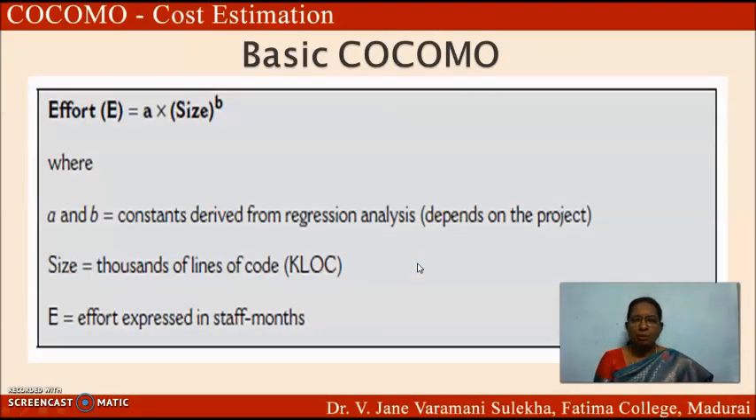Now let's see about basic COCOMO. Effort E is equal to A into size to the power of B. Here size means thousands of lines of code, that is KLOC. We are going to calculate E, that is effort, equal to A into size to the power of B, where A and B are constants derived from regression analysis. So E, effort, is expressed in staff months.